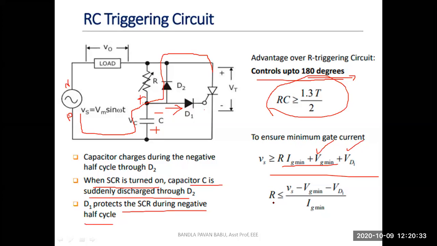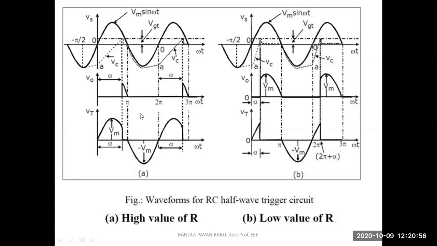From this, if you want to highlight the resistance value, what must be the controllable resistance, it should be less than or equal to Vs minus Vg minimum minus Vd1 by Ig minimum. This will be of the order of a few milliamps only. It's not a big issue. That's the relation anyhow. Okay, and coming to the waveform here.